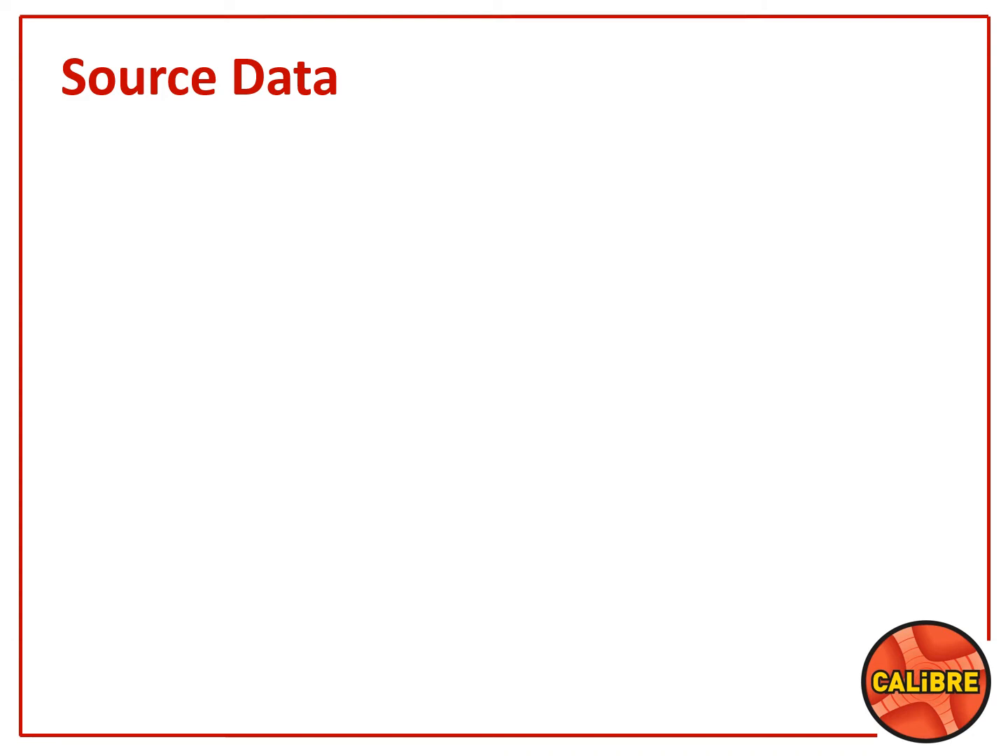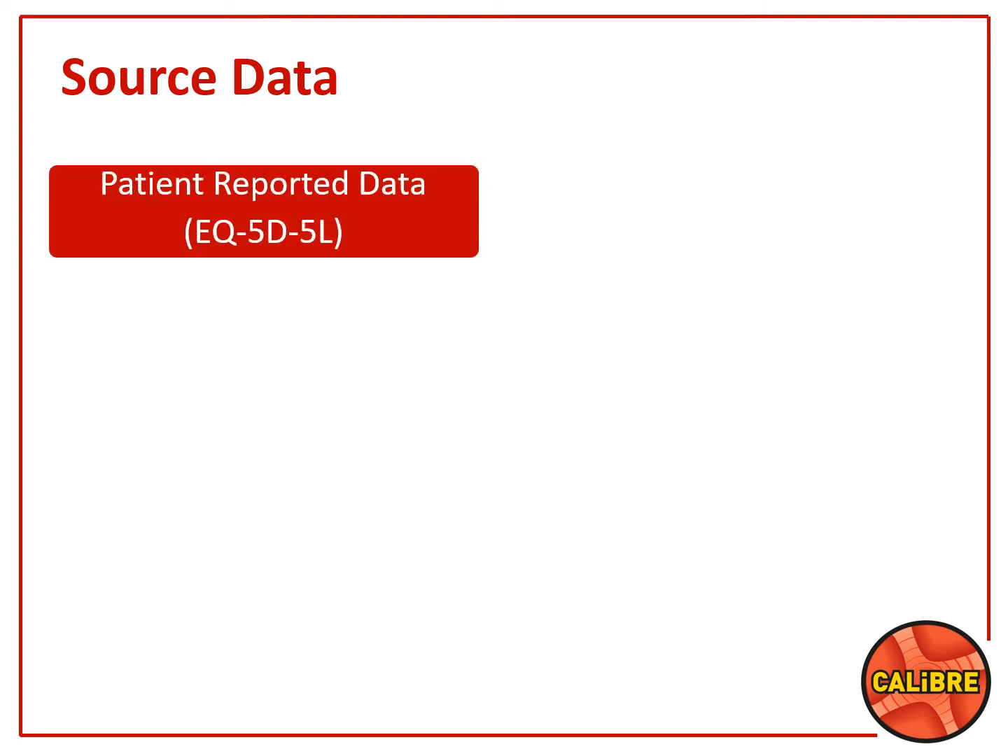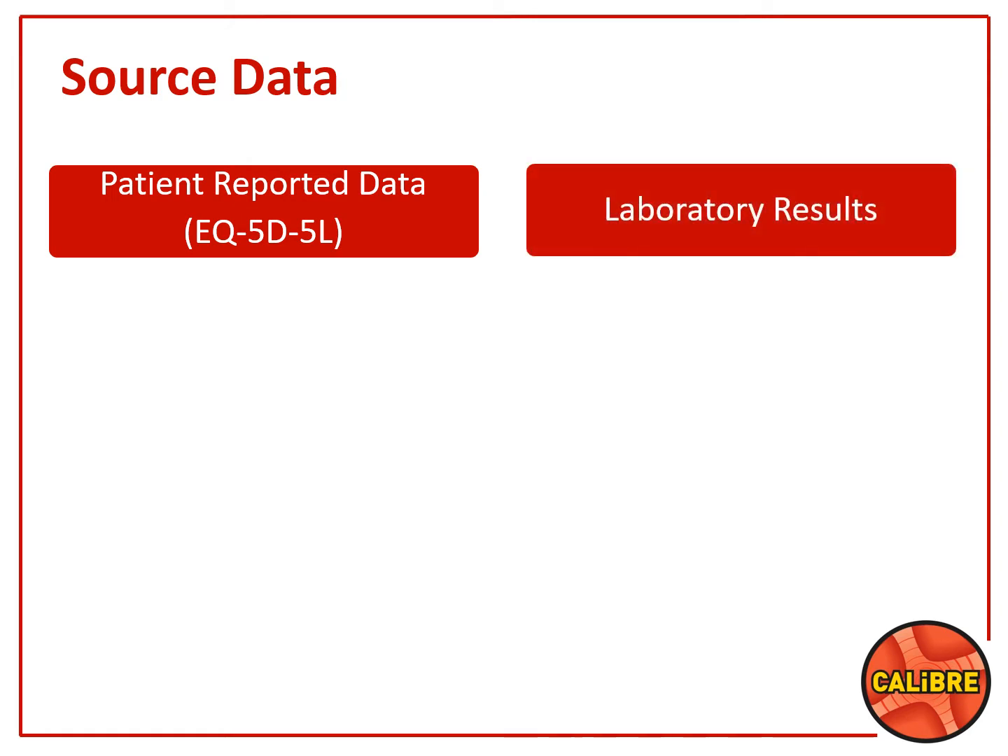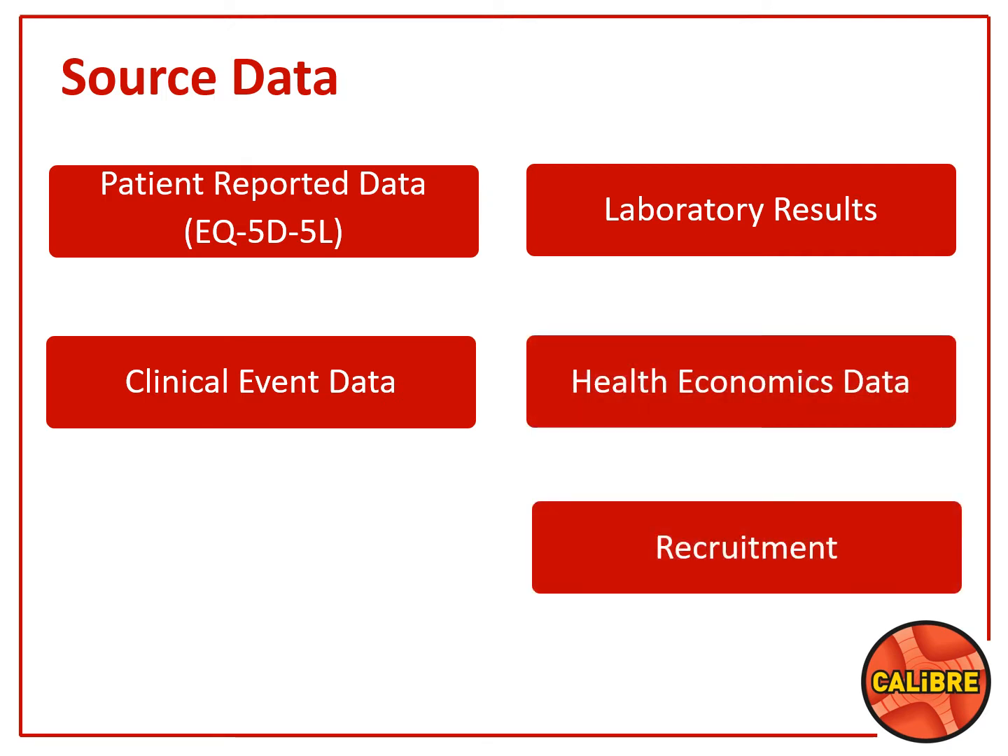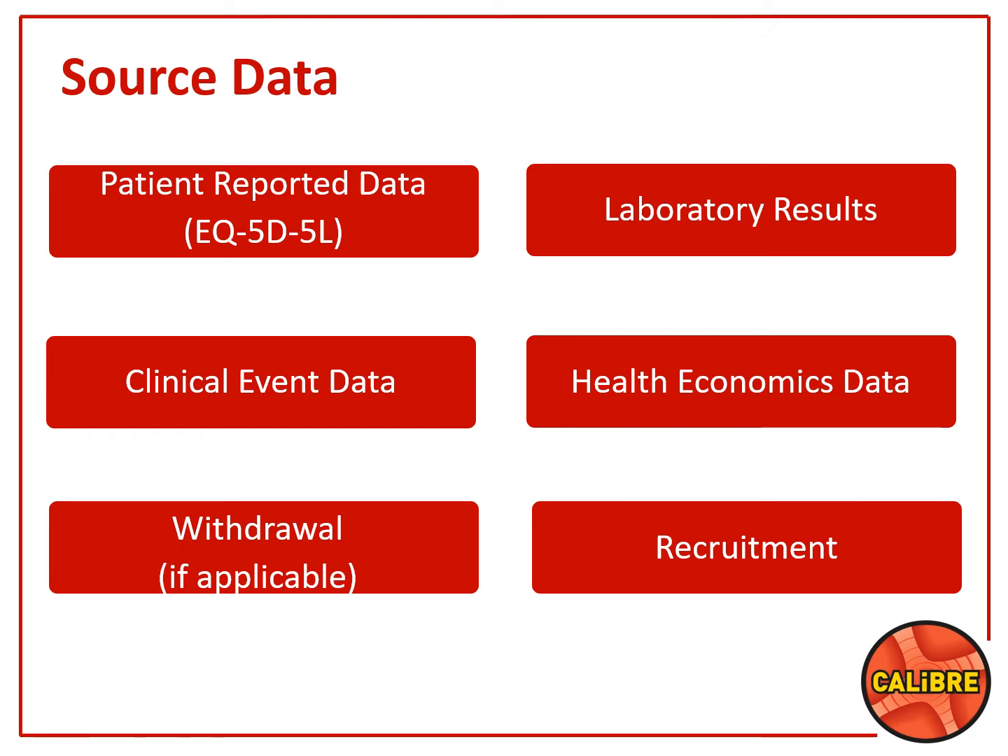So in terms of source data, what do we classify as source data? Patient reported data, which is the EQ5D5L, which comes directly from the patient, and the patient should be given an EQ5D5L form at their baseline visit, at the 6 months visit, and at the 12 months visit for both the carvedilol arm and the variceal band ligation arm. Lab results are source data, clinical evidence data, health economics data, recruitment, and withdrawal, if applicable, are all source data.